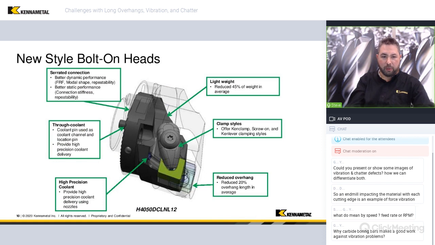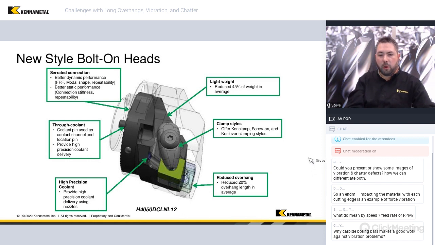So let's talk about the bolt-on style head a little bit. With this image here, you can see overall how it's been reduced, how it's been lightened, how much closer the insert is now moved. So we've again reduced the modal mass, and we've moved the tip a lot closer in. This coolant pin, again, is in the coolant channel. You can see how much we reduced the weight compared to previous boring bars, and again, that we offer multiple solutions here.